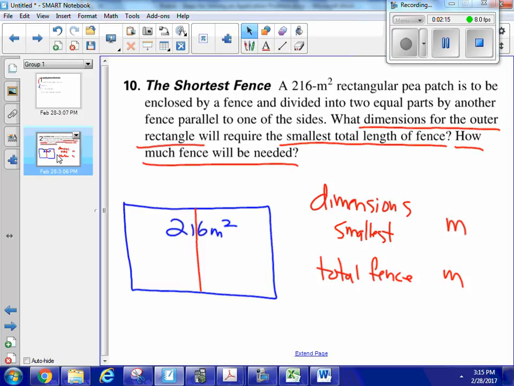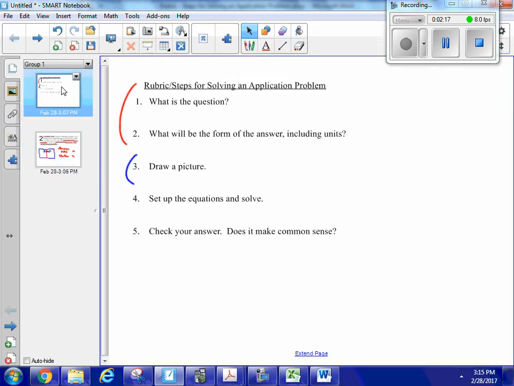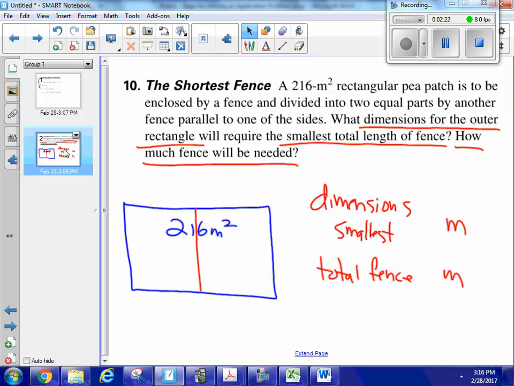So I'm going to go back here and say, okay, set up the equations and solve. Well, what equations do I need? Let's add a couple more things to this. Let's call this the height, and let's not call it the height. It's a rectangle and it's flat, so it doesn't have any height. Let's call this the width, and let's call this the length.